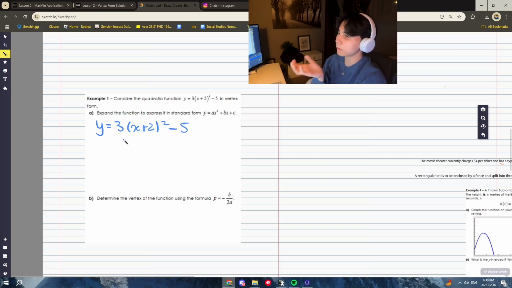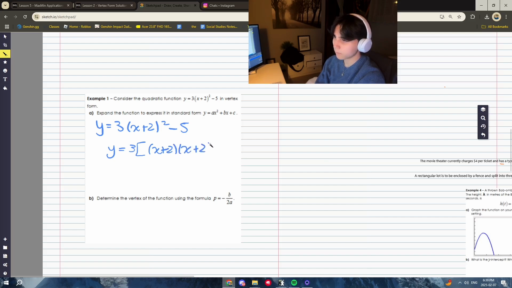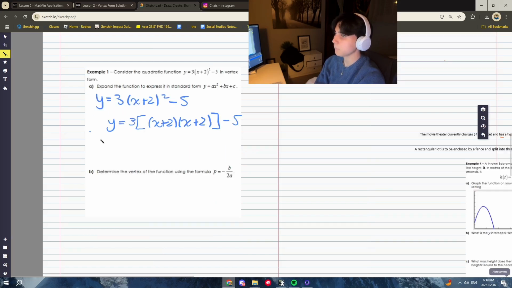The way we convert vertex to standard is we're going to FOIL out this x plus 2 squared first. But make sure you maintain it in brackets. Since we have a 3 out front, it should look like this: 3 times (x plus 2) times (x plus 2), minus 5. And now we can actually just FOIL it out.